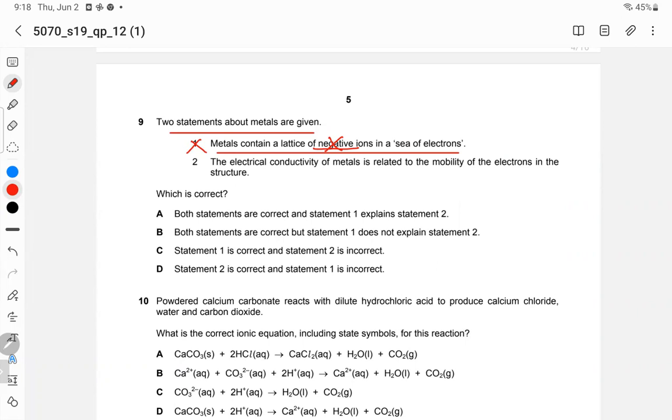Now, the electrical conductivity of metals is related to the mobility of electrons in the structure. When we talk about mobility, it means movement. So yes, the electrical conductivity depends upon the movement of electrons in the structure. So statement 2 is correct. And if statement 2 is correct, then D is our correct answer.